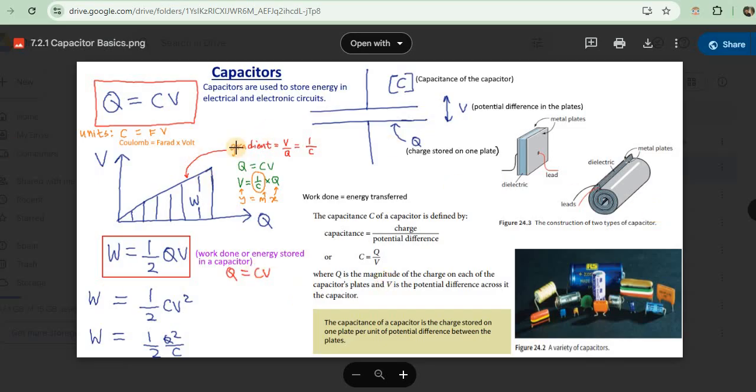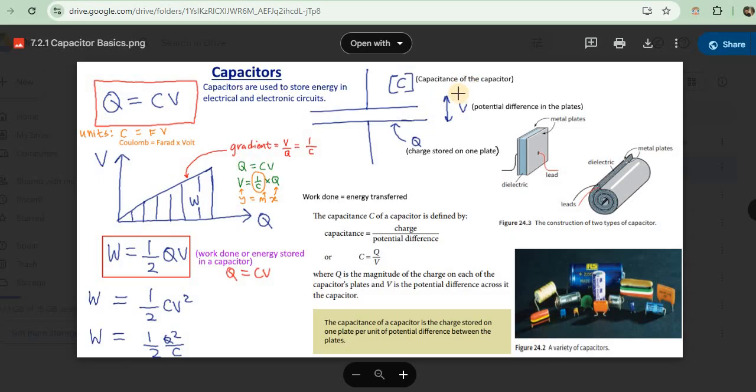Alright, so here is the first slide. This is chapter 7.2.1 capacitor basics. So you should know this equation. Q is the charge on one plate of the capacitor. Remember, the capacitor has two plates. So we consider the charge stored on one plate of the capacitor. C is the capacitance of the capacitor. V is the potential difference across the capacitor.